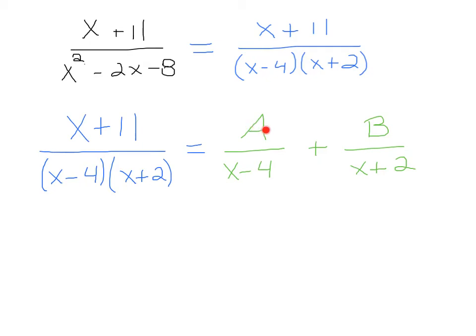We have a constant a over one of the linear factors plus a constant b over the other linear factor. Now the trick to solving these problems is determining the constant a and the constant b, of course. Do not be disturbed by the fact that we have an x plus 11, a variable in the numerator. It's not relevant to these factors directly, okay? As far as the decomposition goes.